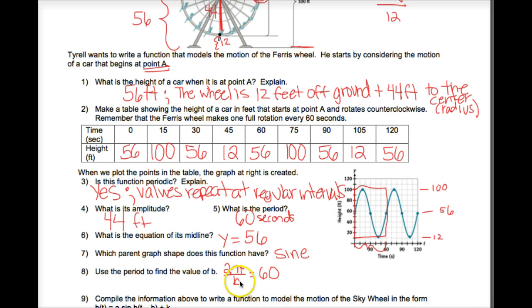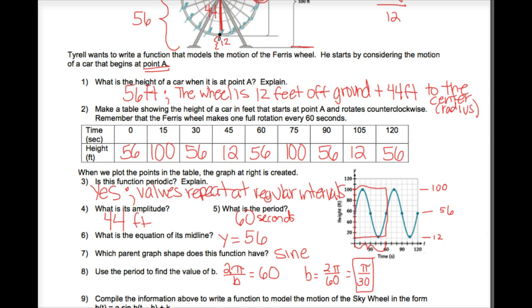So if we solve this for b, we end up with b equals 2 pi divided by 60, which reduces to pi over 30. So the value of b is pi over 30 in this case.